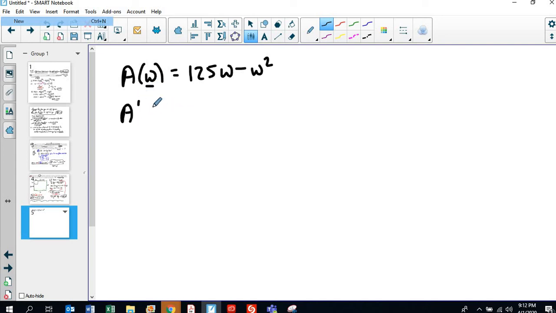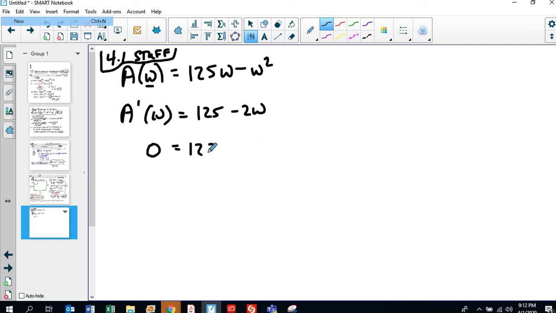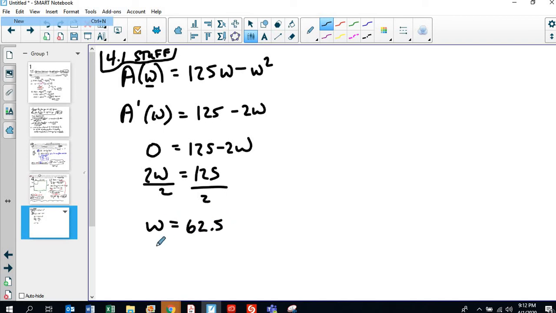So take the derivative. This is all the 4.1 stuff. This is all the stuff you're supposed to know how to do real well by now. Take the derivative, 125 minus 2W. Set it equal to 0, 125 minus 2W. Add 2W to both sides. Divide by 2. And you get W equals 62.5.